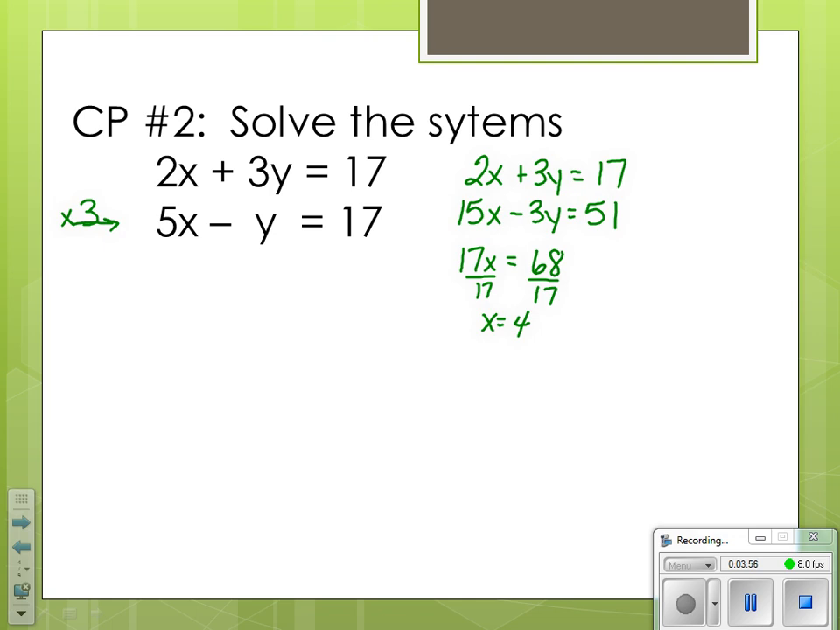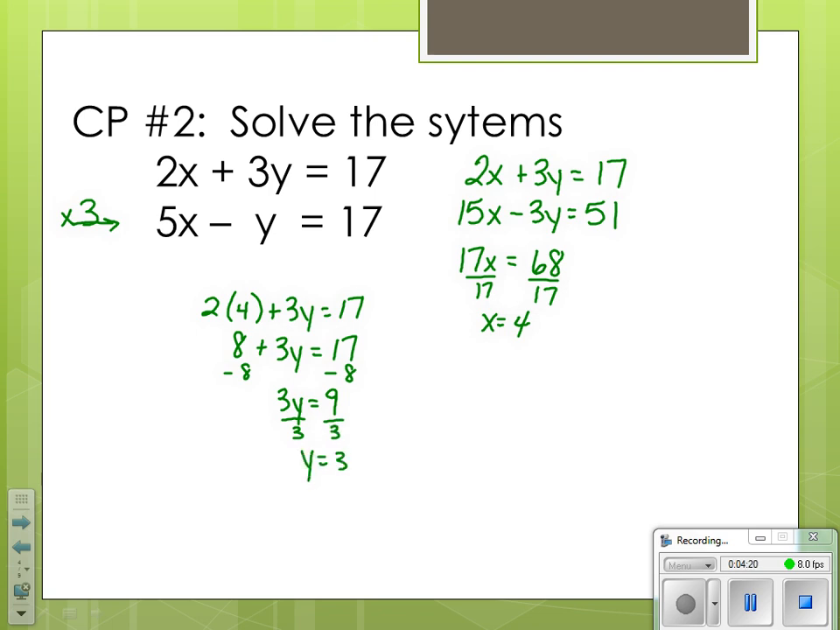Now you can take that numerical value for x and plug it into either of your two original equations. I'm going to put it in the top one. And solve for y. Subtract 8 from both sides. And divide away your 3 coefficient. Solution. The pen got a little crazy there. X value was 4 and the y value 3. There's my ordered pair that solves the system.